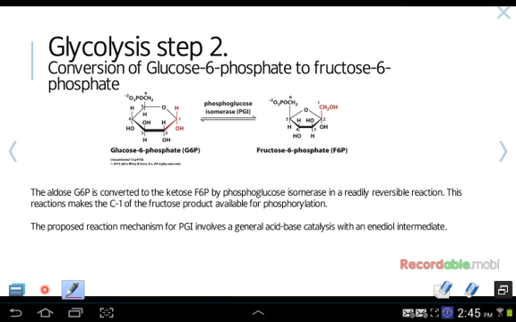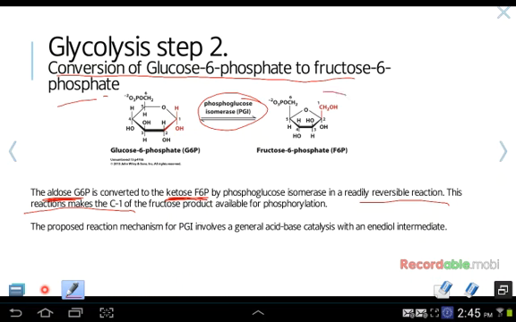Alright, so step 2. In step 2, we're converting glucose 6-phosphate to fructose 6-phosphate. This is done using an isomerase, PGI. What we're doing is converting an aldose, glucose 6-phosphate, to a ketose. This is a readily reversible reaction, and it makes the C1 of the fructose product, this guy right here, available for phosphorylation in our next step.